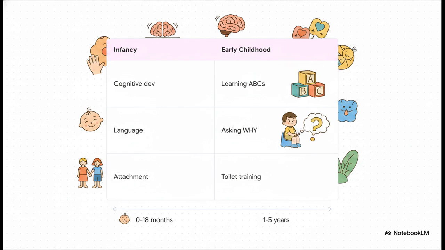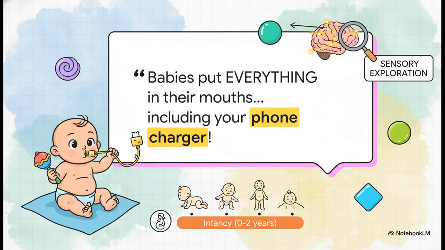But fast forward to early childhood, ages 1 to 5, and suddenly they're learning their ABCs, mastering toilet training, and entering what I like to call the most dangerous phase of all, the endless why phase. Now, what's really fascinating, and honestly a bit terrifying for parents, is the reality of that infancy exploration phase. This is the stage where babies put literally everything in their mouths, including your phone charger.